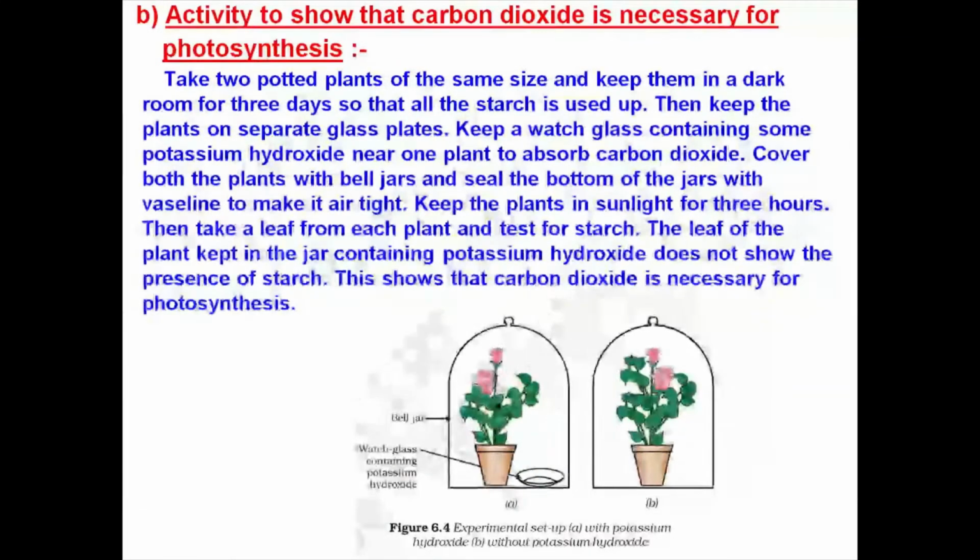Cover both the plants with bell jars and seal the bottom of the jars with Vaseline to make them airtight so that no air enters. Keep the plants in sunlight for 3 hours. Then take a leaf from each plant and test for starch. The leaf of the plant kept in the jar containing potassium hydroxide does not show the presence of starch. This shows that carbon dioxide is necessary for photosynthesis. KOH is a good carbon dioxide absorber.